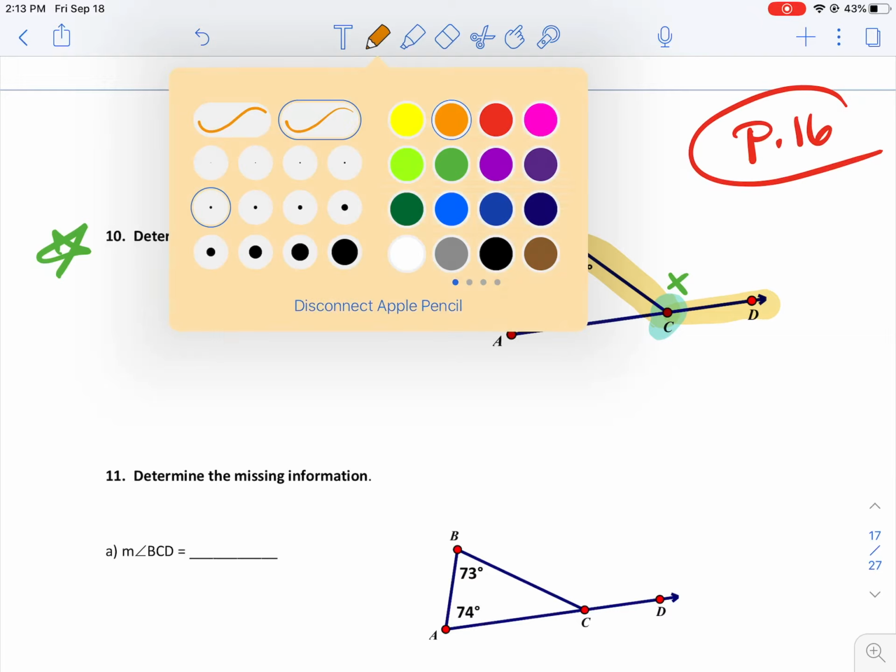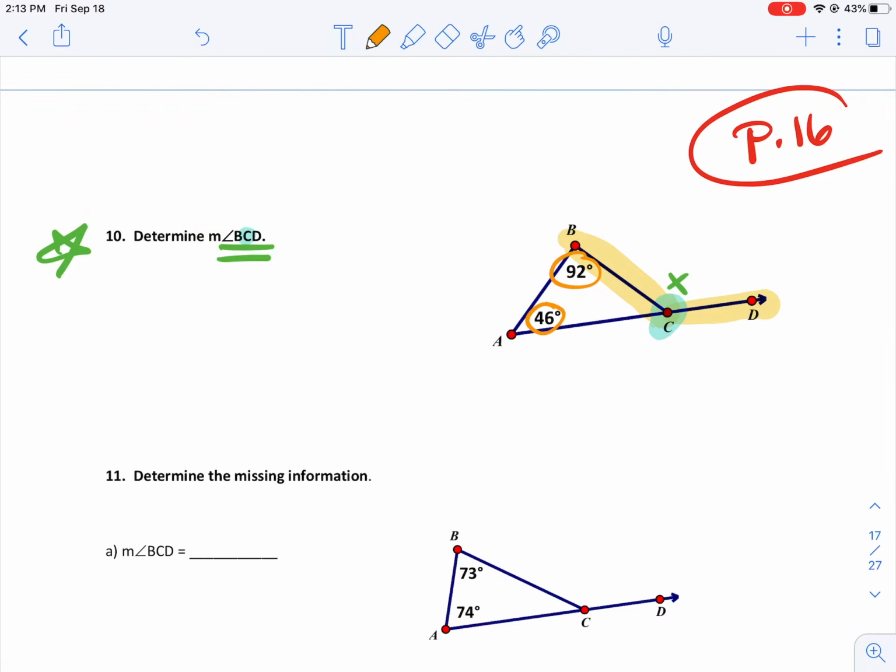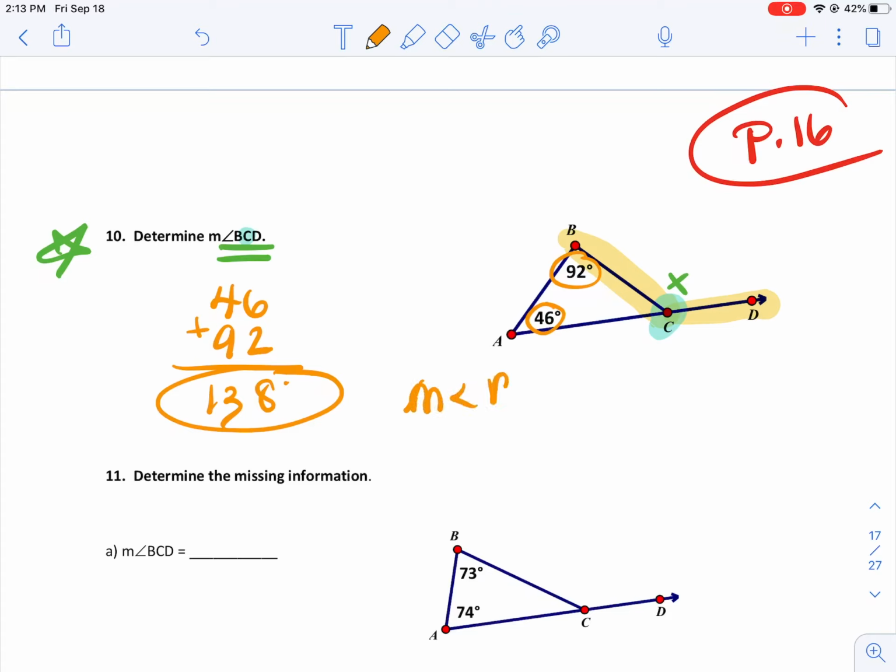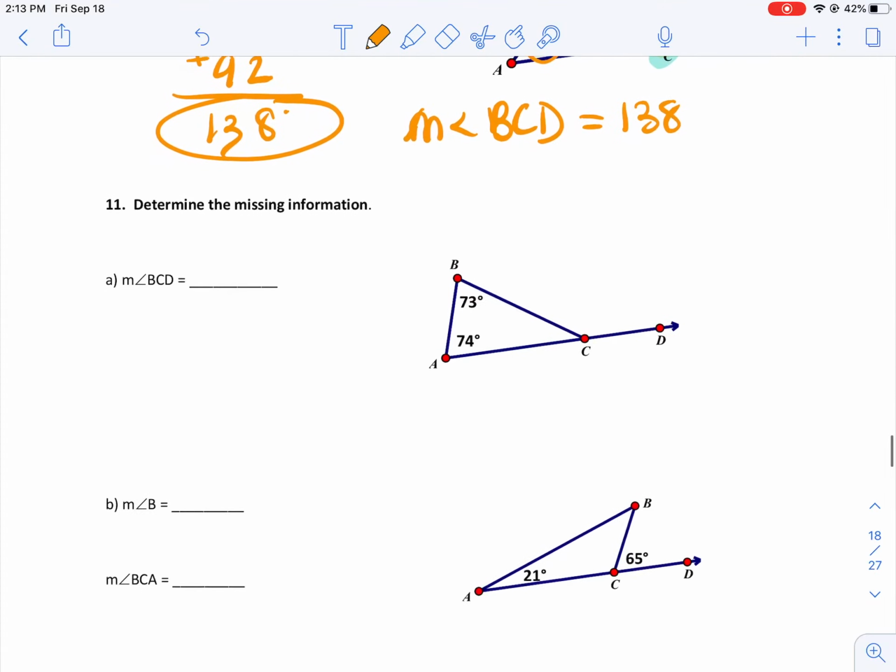Since these two angles are remote interior, we can take 46 and 92, add them together. That's 138 degrees. So our X, or we were asked to find the measure of angle BCD, is going to equal 138 degrees. Which even just looking at it, that definitely looks like a big obtuse angle.